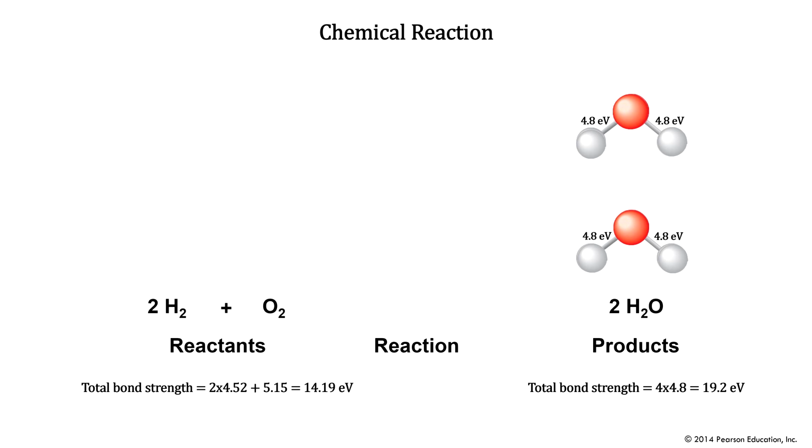It's an exothermic reaction when energy is released. It's an endothermic reaction when energy is absorbed. Here we see that the energy absorbed to break the reactant's bonds is less than the amount of energy released when the product's bonds are formed. So this one is an exothermic chemical reaction.